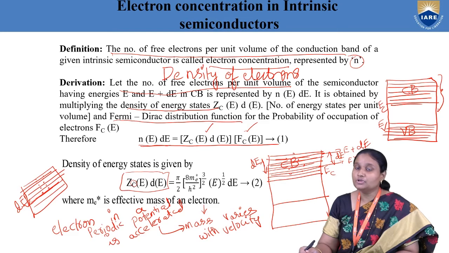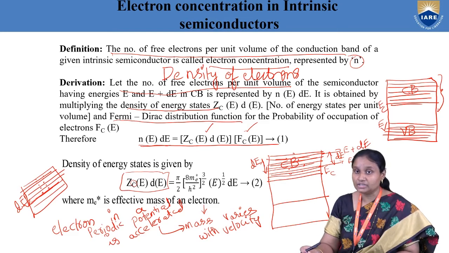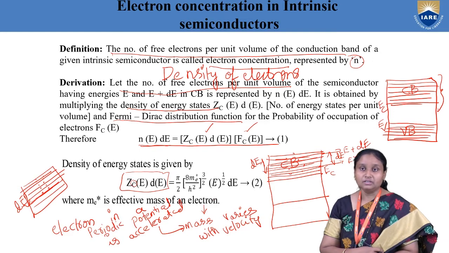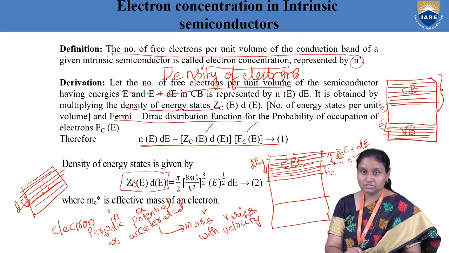So when we have an electron moving in a periodic potential, and if it is accelerated by an electric or magnetic field, then its mass varies with velocity. Such a particular mass is known as the effective mass of an electron. So m star is the effective mass of the electron.